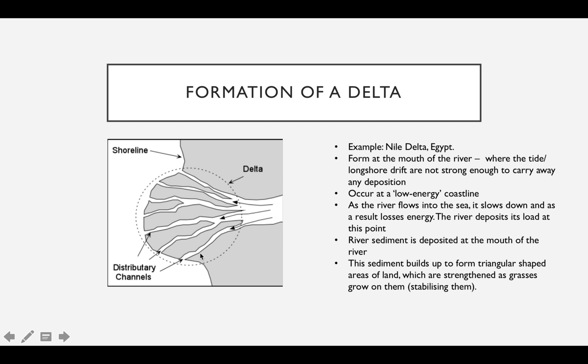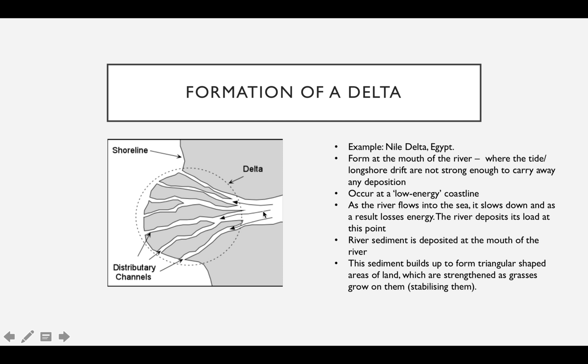Again, maybe go back over the definitions of the mouth of the river versus the estuary. So that's the tidal part of the river mouth. So the example we're using is the Nile Delta. We'll look at that also in a moment. And the delta itself forms at the mouth of a river where the tide or longshore drift are not strong enough to carry away any deposition. So the material is being deposited here.